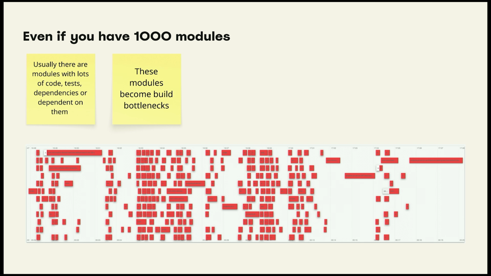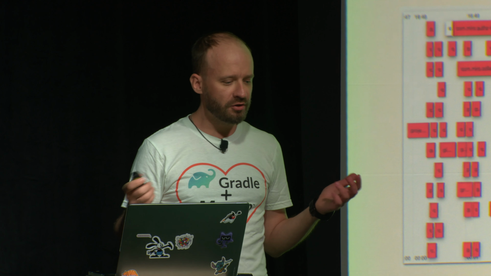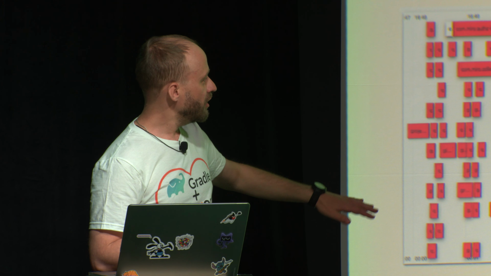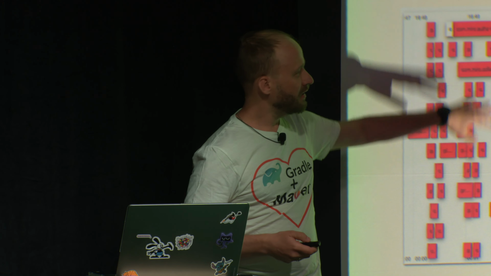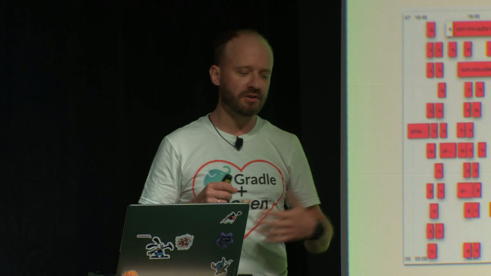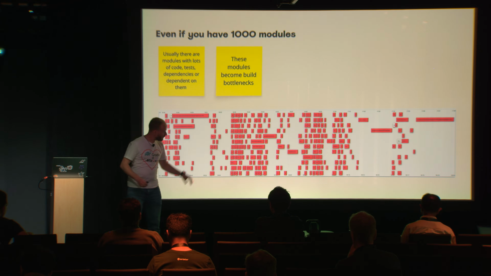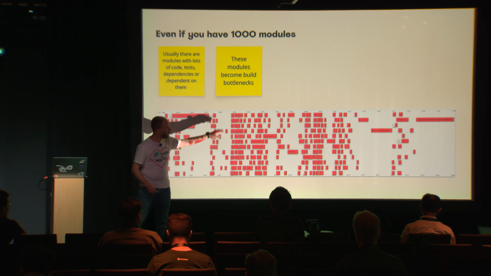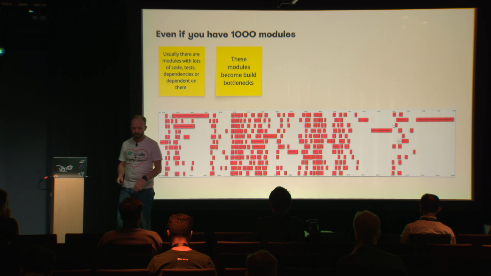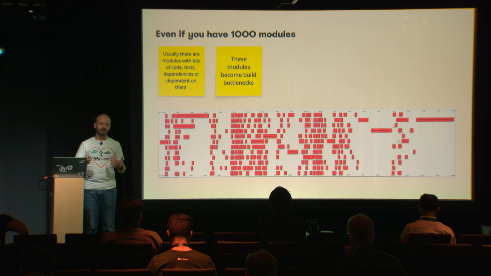Because probably you will have some modules that accumulate too much source code, or too long tests, or they have too many dependencies, or too many other modules depend on them. And those modules will become bottlenecks. So actually, all those white spaces are unloaded CPU cores. There is some correlation for sure. It's not the same. I mean, workers and CPU cores are not the same, but there is strong correlation between them. So you can see that, for example, here CPU is loaded quite well, but there is a lot of white spaces. So our system potentially can do better.